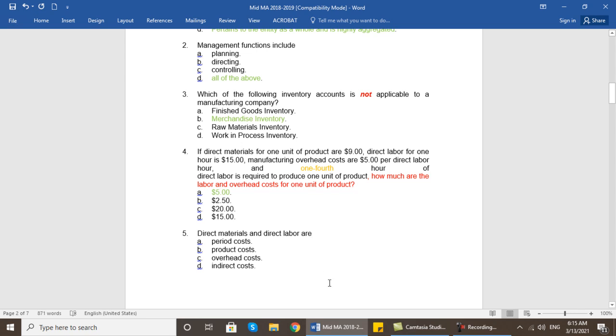The last one, number 5. Direct materials and direct labor are: period cost, product cost, overhead cost, or direct cost. Direct materials and direct labor, it's clear, are considered product cost.